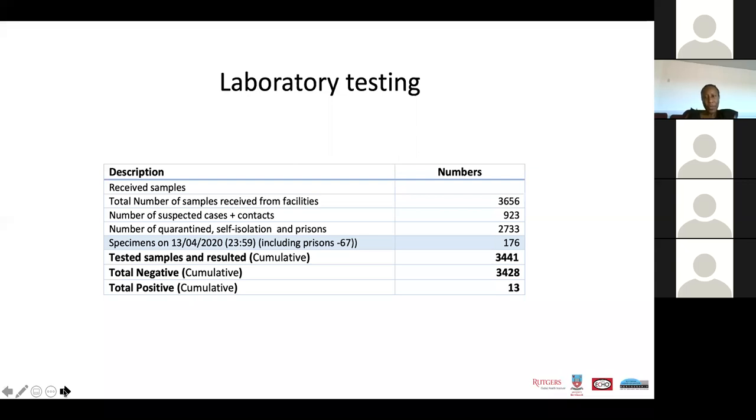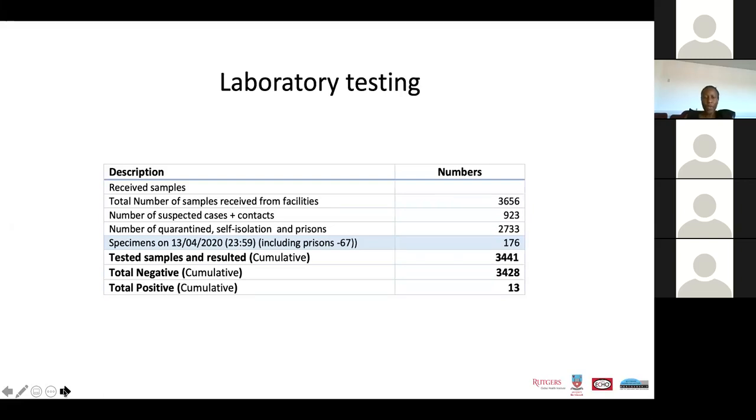Laboratory testing. Our data is not up to date as of today, but what we have received, the total number of samples received from facilities, is 3,656. Those that were tested from suspects, cases, and contacts, 923. Those from people who were quarantined or in self-isolation and in prisons were 2,733.